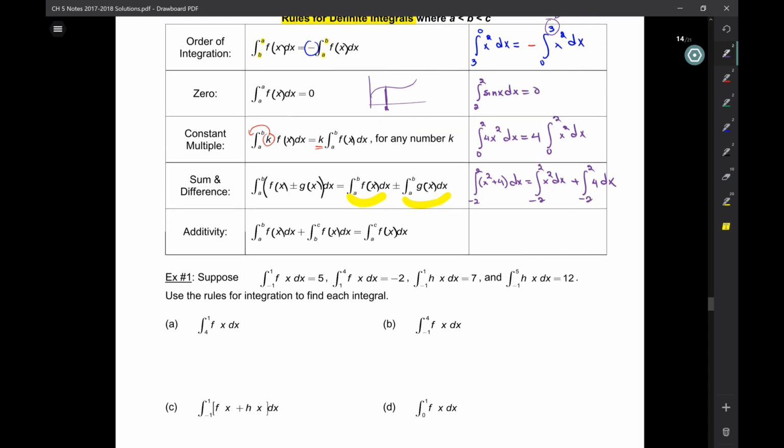Okay. Now, take a look at what this next one says. We're taking the integral of f of x. But look, this goes from a to b. And the second one goes from b to c. So essentially, what you're doing is, look at this.